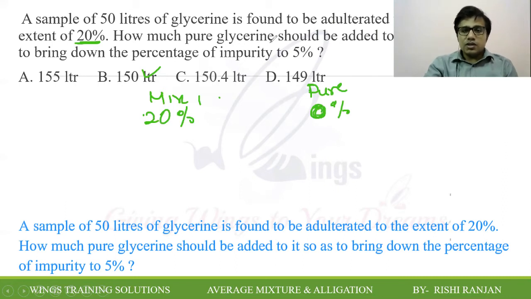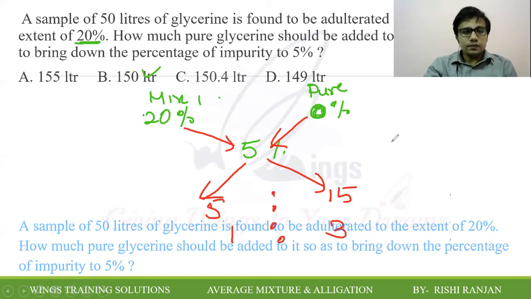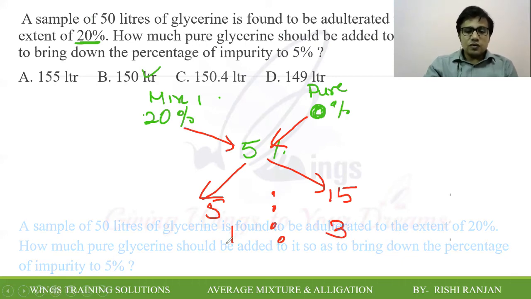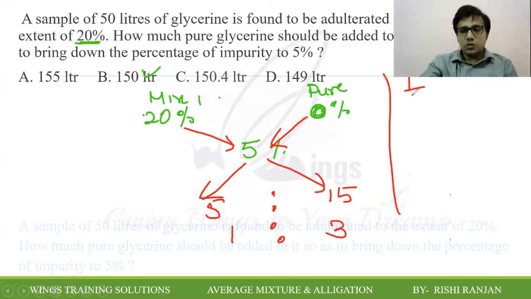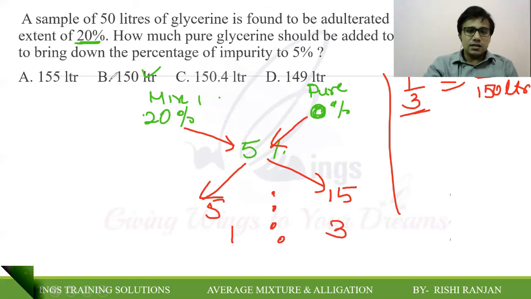How much pure glycerin should be added to it so as to bring down the percentage of impurity to 5%? Let's find the cross difference now. We are getting 15 here and 5 here, which means the ratio is 1:3. 5:15 is 1:3. Now what they're asking, how much pure glycerin? If the first mixture is 50 liters, the second one, the pure glycerin, has to be 150 liters, because the ratio has to be 1:3. That's it. The answer is 150 liters.